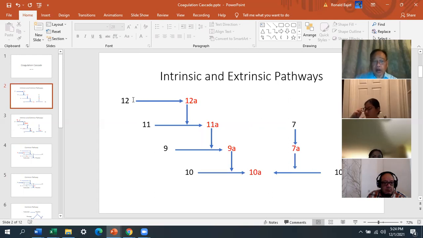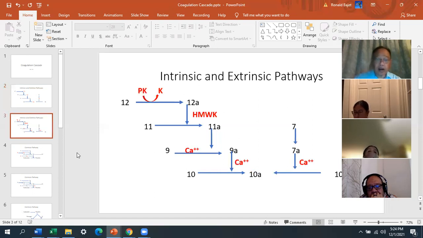So remember, you start off 12, 11, 9, 10. 12, 11, 9, 10. That's how you start. Then it goes to 12A, then it goes to 11A, then it goes to 9A, 10A, and then 10 goes to 10A twice. So 10 will go to 10A, 10 will go to 10A. Because on this side, your extrinsic system, 7 will go to 7A. And then 12A will come down to catalyze this reaction. 11A will come down to catalyze this reaction. 9A will come down to catalyze this reaction. Okay, so those are the factors.